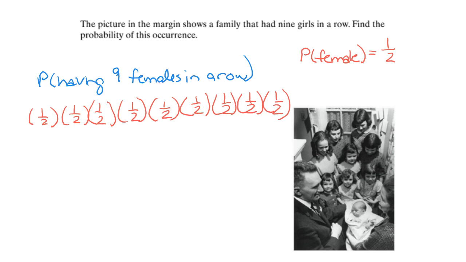So this is the same as, a little easier to write, 1/2 raised to the 9th power. And if we place that in our calculator, or if you want to multiply it out by hand, you should get 1/512. So the probability of having 9 female births in a row is 1/512.